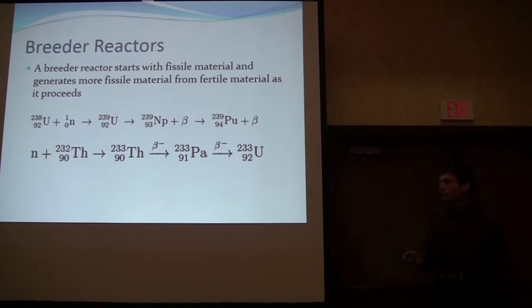In a breeder reactor, instead of running out of fuel, you actually make fuel within the reactor. There are two cycles of practical interest. The first is you have uranium-238, you hit it with a neutron, and you create uranium-239, which decays down to plutonium-239, which is also fissile. Then you can run your reaction off of plutonium. The other thing you can do is use thorium, and you do a similar reaction. You get uranium-233, which you then use as the fuel.